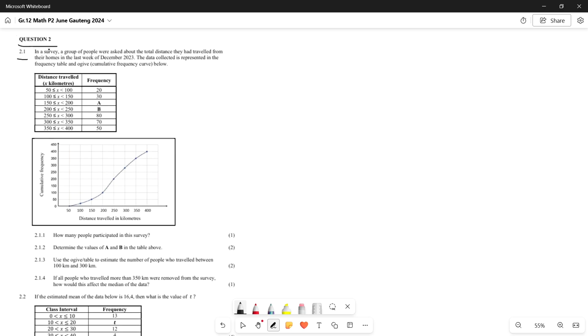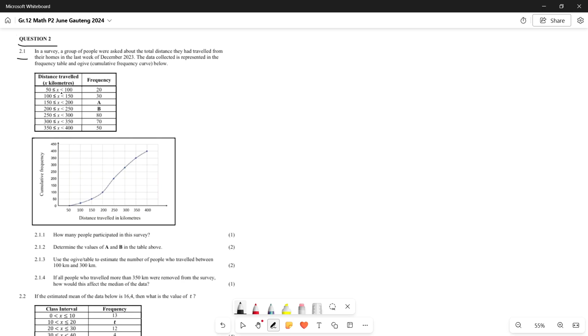So 2.1 says, in a survey, a group of people were asked about the total distance that they had traveled from their homes in the last week of December 2023. The data collected is represented in the frequency table and Ogive over here, cumulative frequency curve below. So we have our frequency table and we have our Ogive, however we say that. So these two are representations of each other.